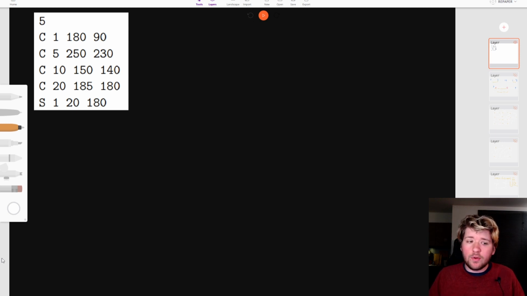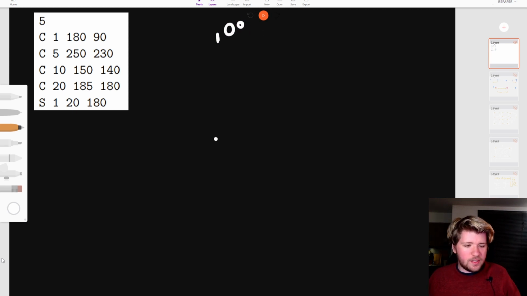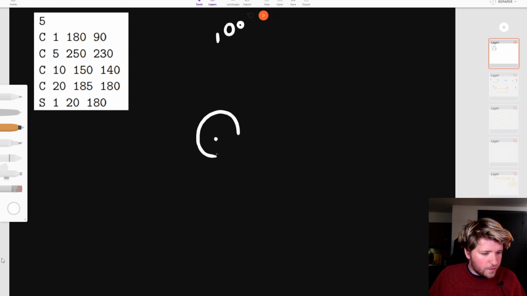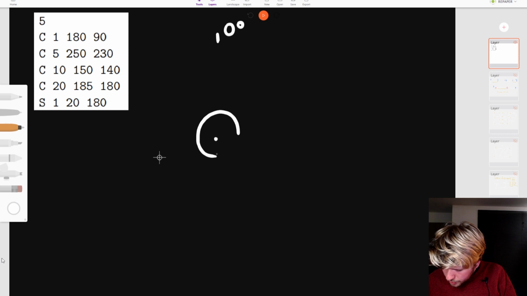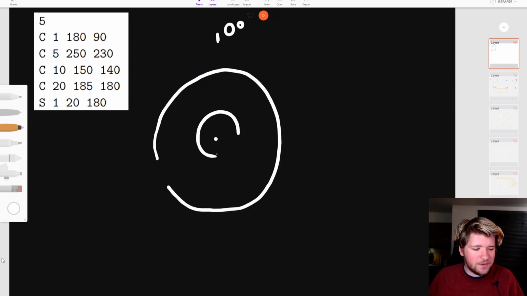It contains 5 walls in total. The first one is a circular wall of radius 1 and it goes from angle 180 to angle 90. So what this means, let's draw, for example, this point will be the center. The top direction will be 0 degrees, so it's a bit like the north on a compass. So it will go radius 1, so quite close to the center, from 180 all the way around to 90 degrees. Second wall will be radius 5 from 250 to 230. So where's 250? Let's say it's about here. From 250 to 230. Let's say it's about 20 degrees opening right here.